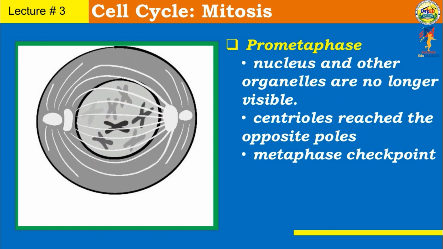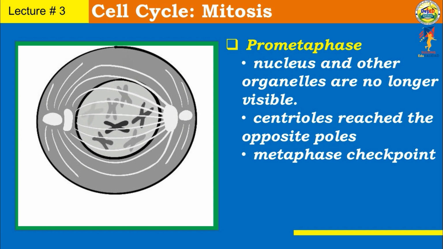Next one is prometaphase. So during prometaphase, a transition phase between prophase and metaphase, the chromatin materials have coiled to form the chromosomes. The nucleus and other organelles are no longer visible, and the centrioles have reached the opposite poles of the cell. The spindle fibers converge and connect to the kinetochore of the chromosomes.